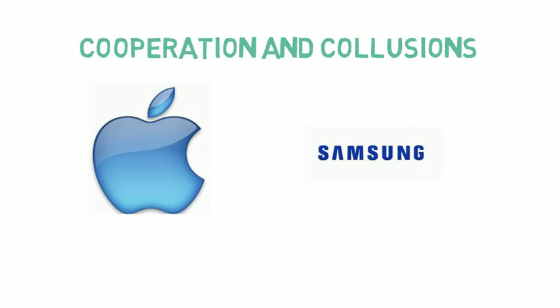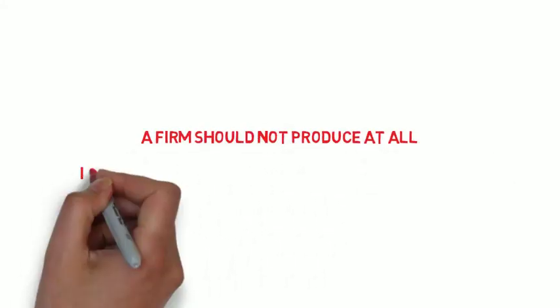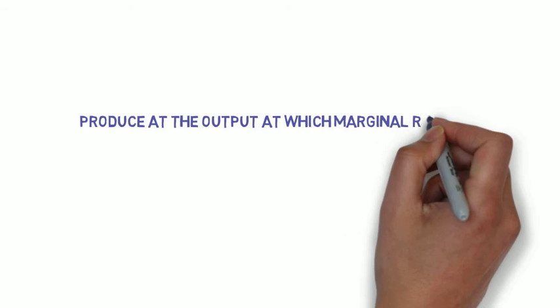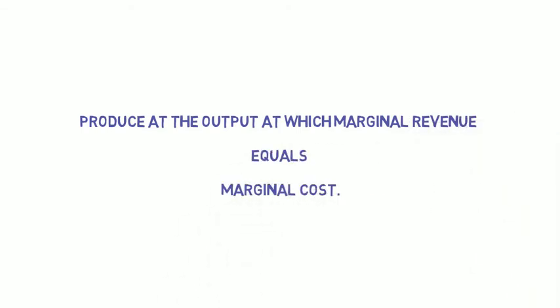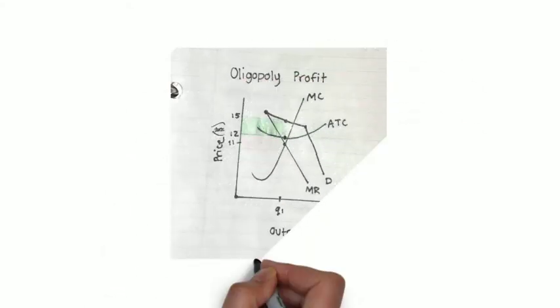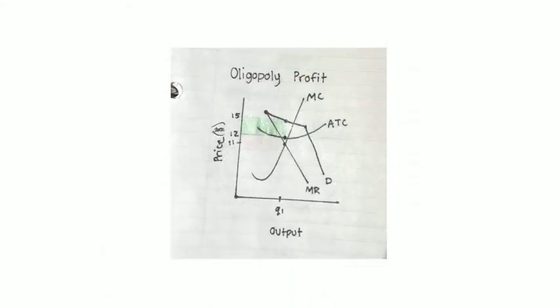In the short run, a firm should not produce at all if the total variable cost exceeds the revenue. If it is worthwhile for the firm to produce at all, the firm should produce at the output at which marginal revenue equals marginal cost. Here is a graph that shows what a profit looks like in an oligopoly market structure. Since we want to produce at the point in which MR equals MC, looking at the graph, MR equals MC at Q1 units and at a price of $11.